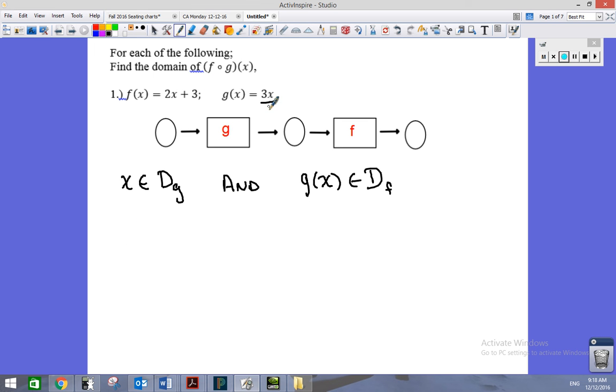So let's find the domain of g. Well, it's pretty easy because we don't have any square roots and we don't have any variables in the denominator. So the domain of g is all real numbers. That's kind of nice. There's no restriction. Any number that we give to g, g is just going to multiply it by 3 and then hand that off to f. Well, let's look at the domain of f. And again, it's going to be pretty easy because we don't have a variable in the denominator and we don't have any square roots. So the domain of f is all real numbers.